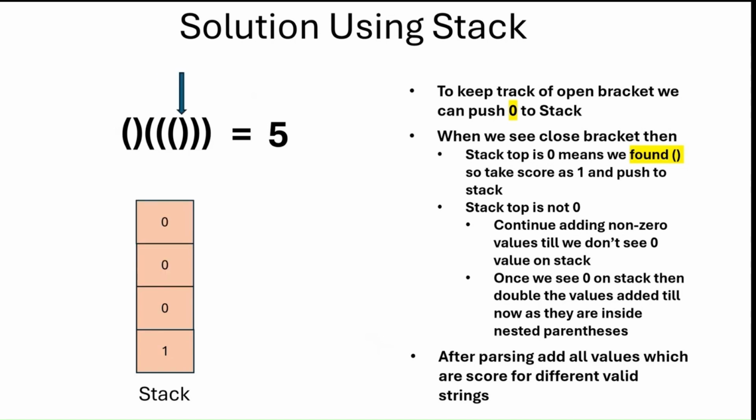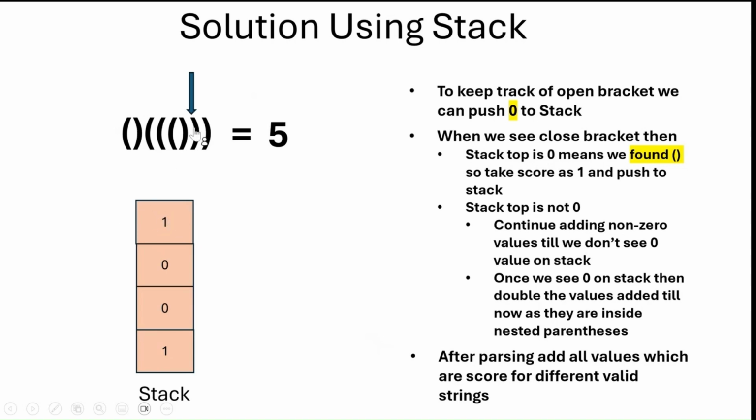And when we come to the close bracket, we see what is the previous character visited, which is 0. 0 means open bracket, so we got the empty parenthesis. So what is the value for an empty parenthesis? It is 1. So we push it to the stack. Then we go to the next closing bracket. Now what is the top of the stack? Top of the stack is 1.